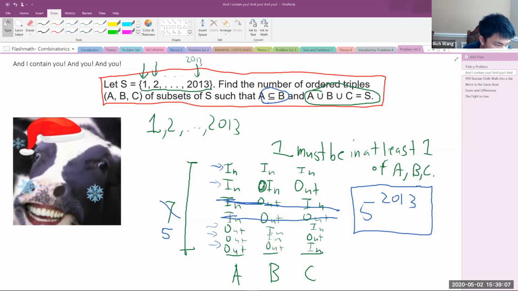So does anyone have any questions? Yeah, you can't go out, out, out, because at least one of them has to be in at least one of set A, B, and C.